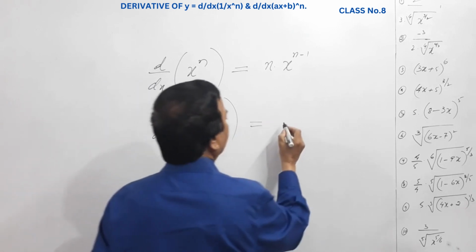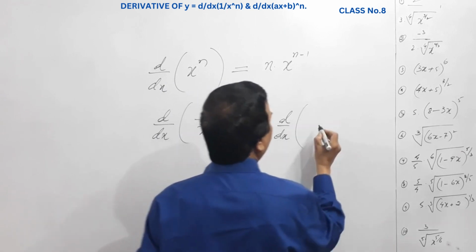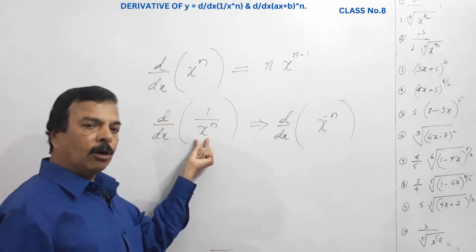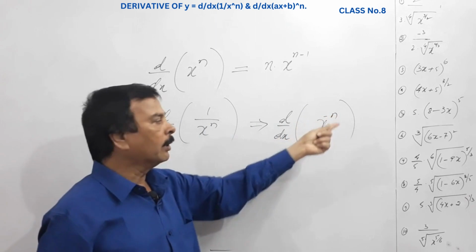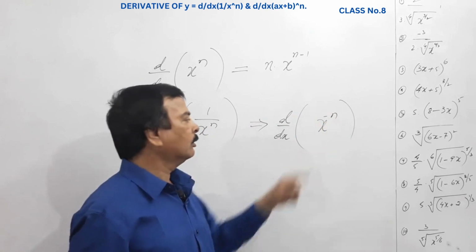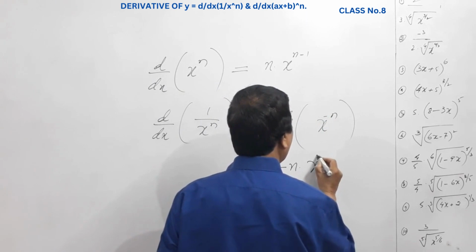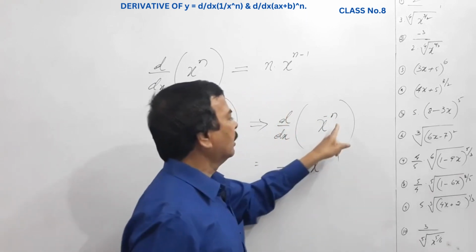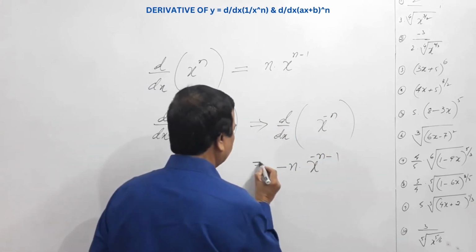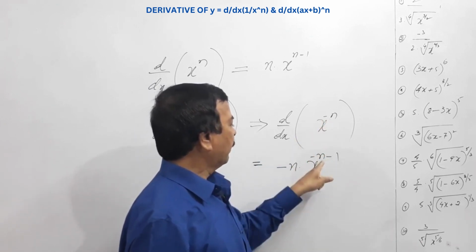I do this. This can be written as d by dx of x to the power of minus n. What I have done here, this denominator x to the power of n I have brought to the numerator where the sign changes. So plus sign becomes minus sign. So the solution for this is what? The solution is minus n into x to the power of minus n minus 1, because the power is minus n, so it becomes minus n. So this equals minus n x to the power of minus n minus 1.